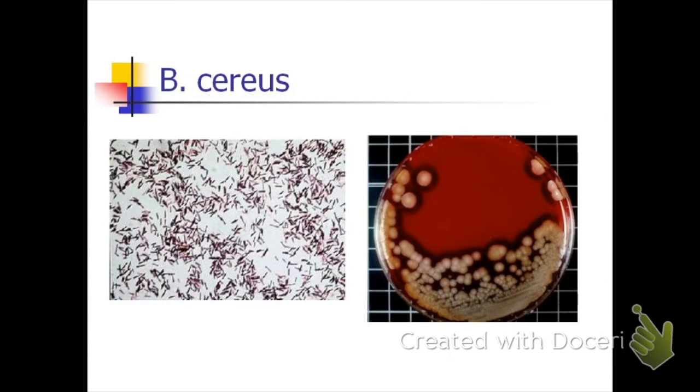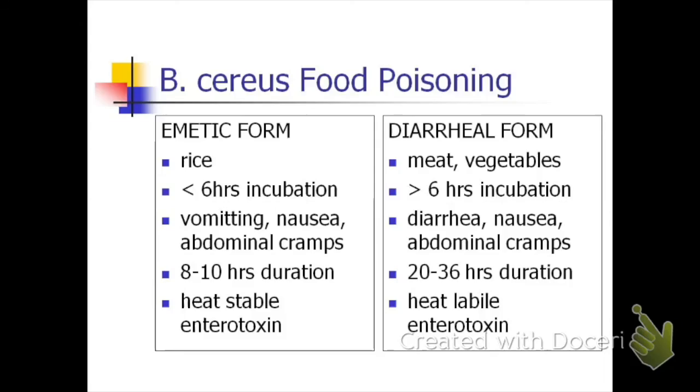Okay, so, here's how the organism looks like. Take note of this. There is what you call beta hemolysis. Gram-positive rod. So, there are two types of food poisoning that are associated with Bacillus cereus: emetic form and diarrheal form. Let's discuss first the emetic form. The emetic form is caused by the heat-stable enterotoxin, meaning even if you heat the food, the toxin is still stable, such as rice.